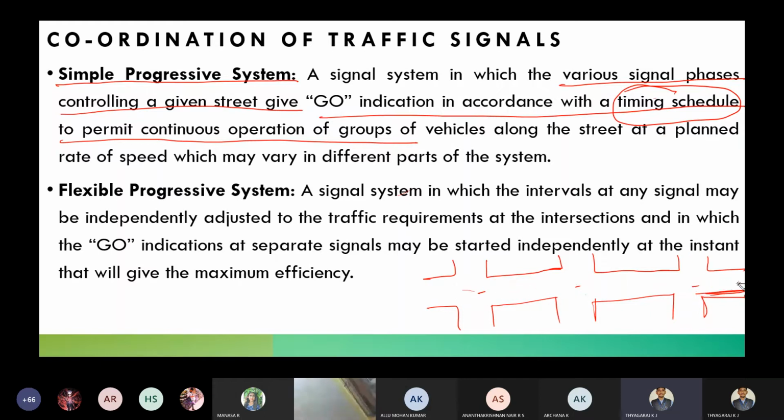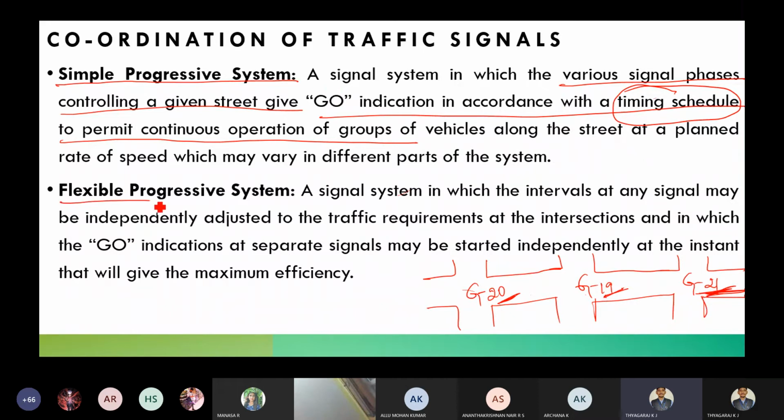But in the simultaneous system, there will be no varying signal timings. If it is green, all will be green and equal. If it is 20, it is 20 and 20. But in the simple progressive system, it will not be 20 everywhere; it will be around 19 and around 21. That is, it is a part of the simultaneous system, but the signal timings will be varying. Is it understood? Yes, sir. Okay, it will be a simultaneous system only, but the signal timings will be different. That is the simple progressive system.